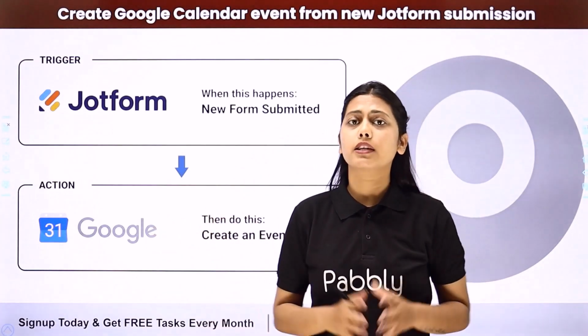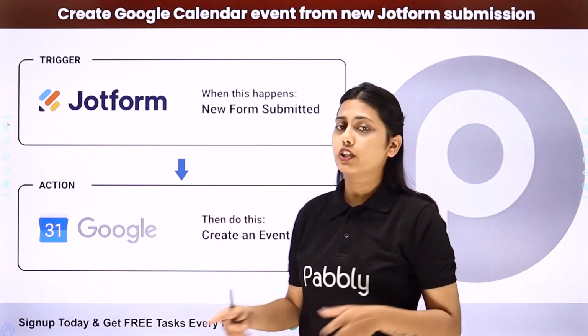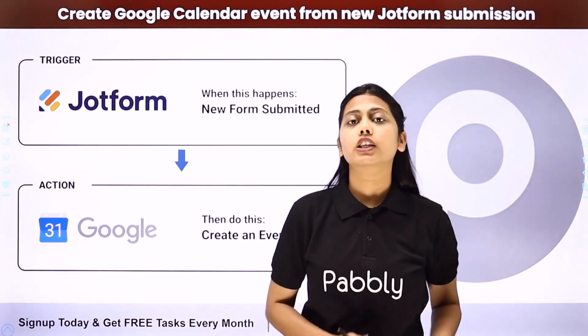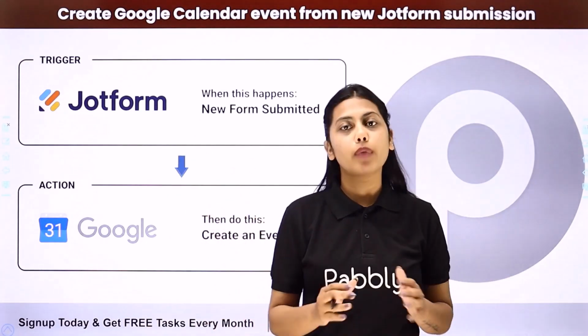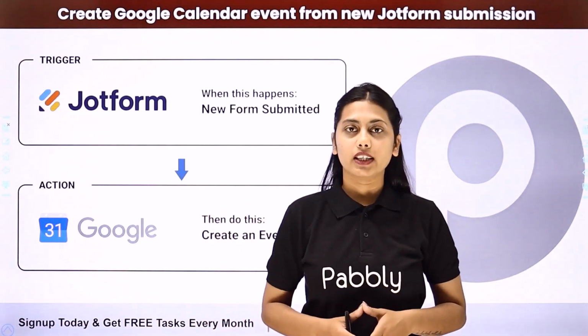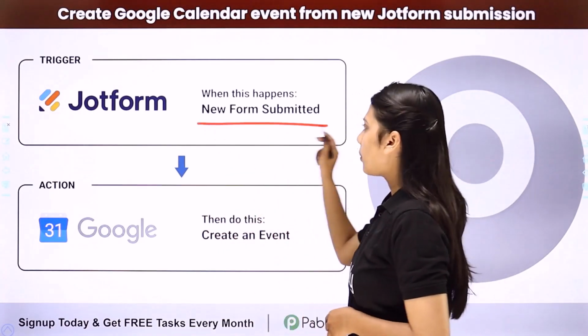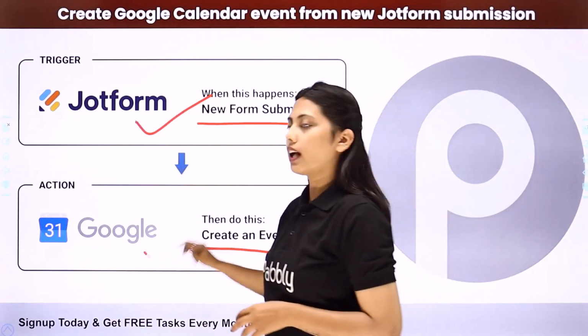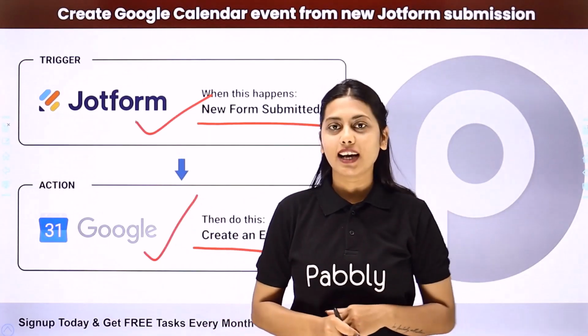But this cannot take place automatically because both of these applications do not have a direct connection between them. But what if I tell you we can actually automate this process with the help of Pabbly Connect? We will create such an integration where our trigger will be a new form submitted in Jotform and our action will be a created event in our Google Calendar. Let us learn how to do it.